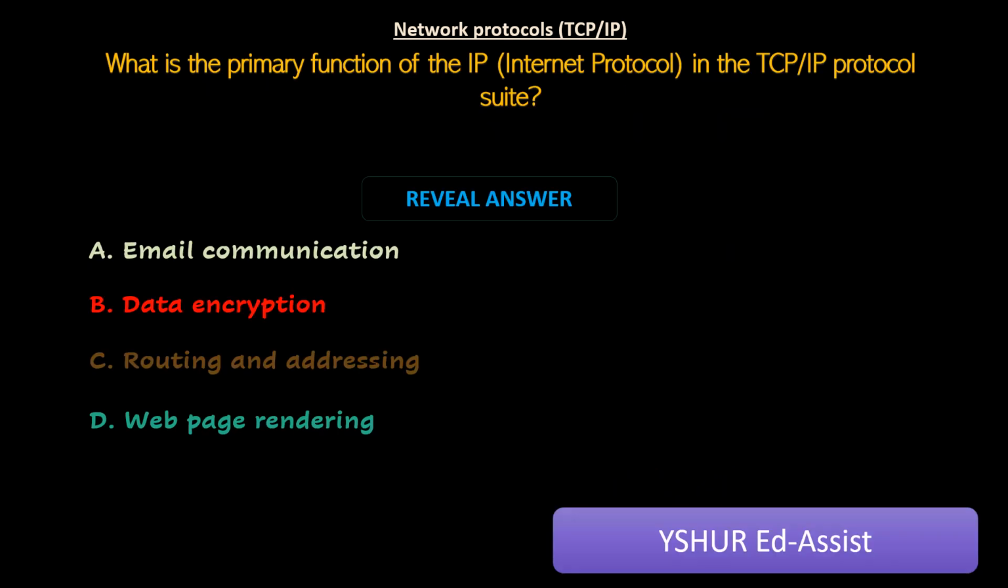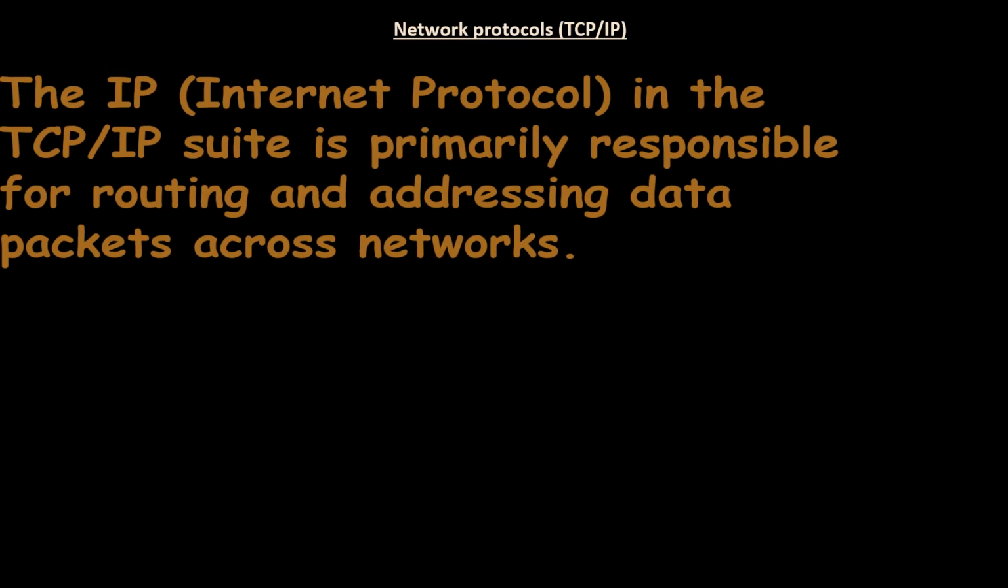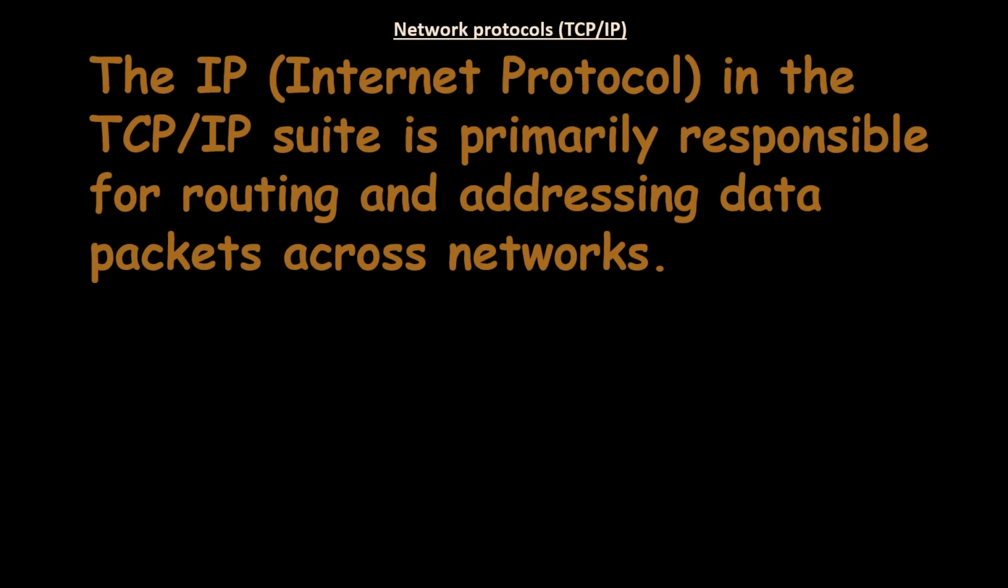What is the primary function of the IP, Internet Protocol, in the TCP/IP protocol suite? A. Email communication. B. Data encryption. C. Routing and addressing. D. Web page rendering. The IP, Internet Protocol, in the TCP/IP suite is primarily responsible for routing and addressing data packets across networks.